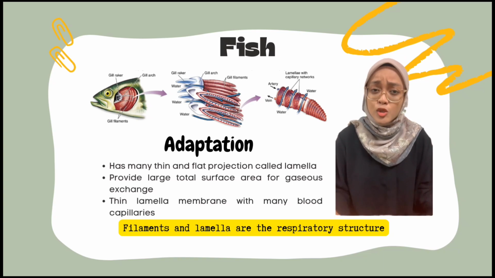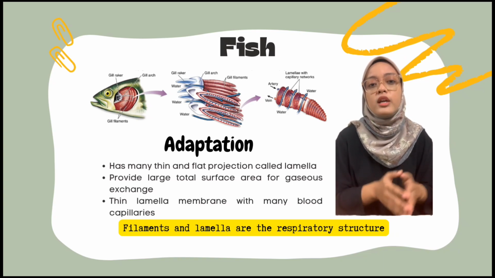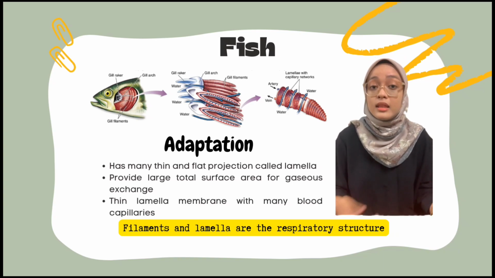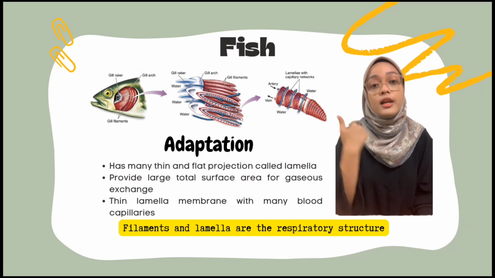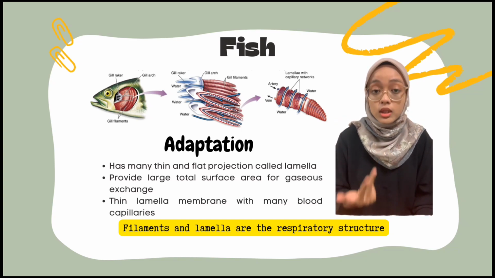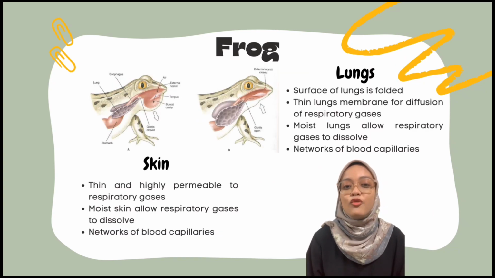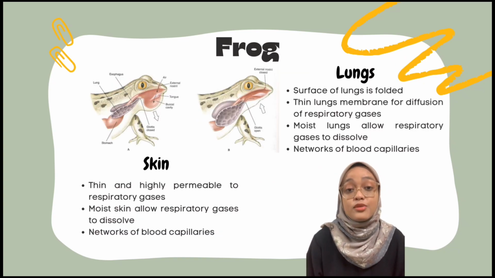dioxide. So basically, the adaptation for respiratory structure is the same: thin wall, numerous blood capillaries, and also large total surface area. We are now moving into the frog respiratory structure and its adaptation.